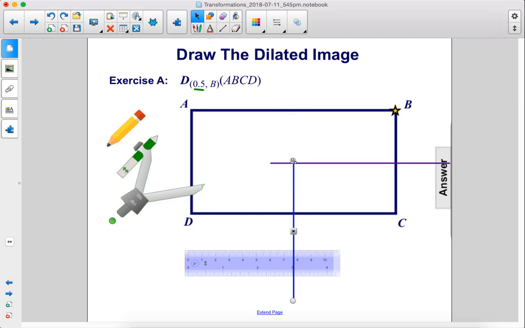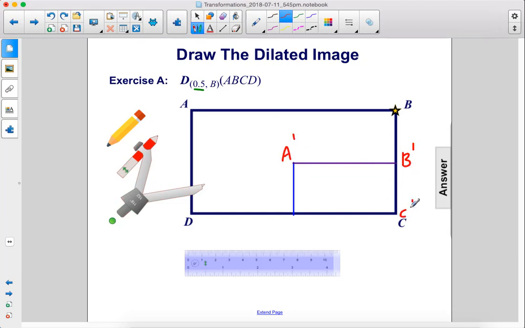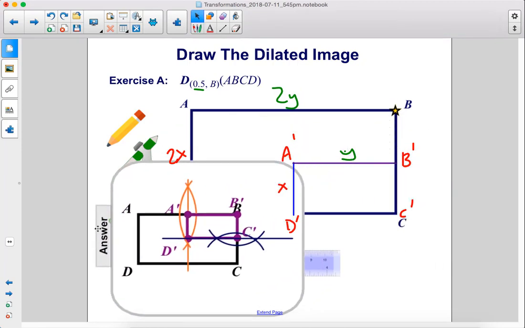So let's go like that. And we'll shorten this one too. And let's shorten this over here. And here is our rectangle. So we have A prime, B prime, C prime, and D prime. This length here, X, and that's 2X. So this is twice the length of this. And here we have a distance, we'll call it Y, and this is 2Y. So here is another answer.